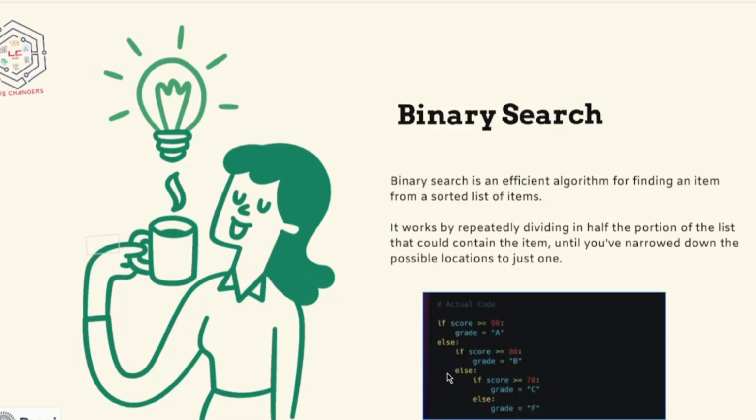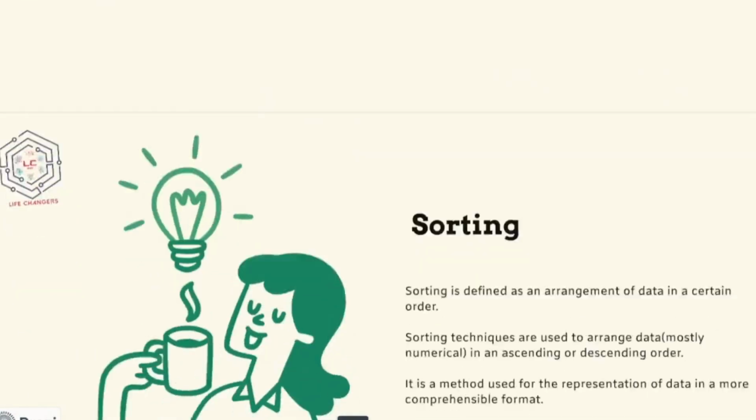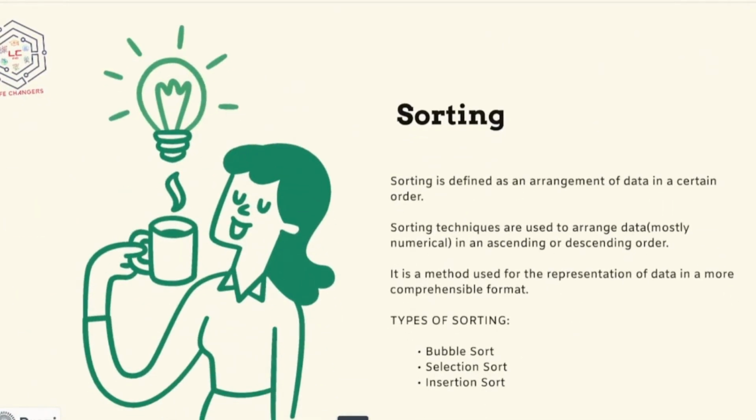Here, the only thing to note is that binary search uses divide and conquer, and it works on sorted data. Sorting is defined as the arrangement of data in a certain order. Sorting techniques are used to arrange the data in ascending or descending order. Here, we will just see the types of sorting and how they execute in code.